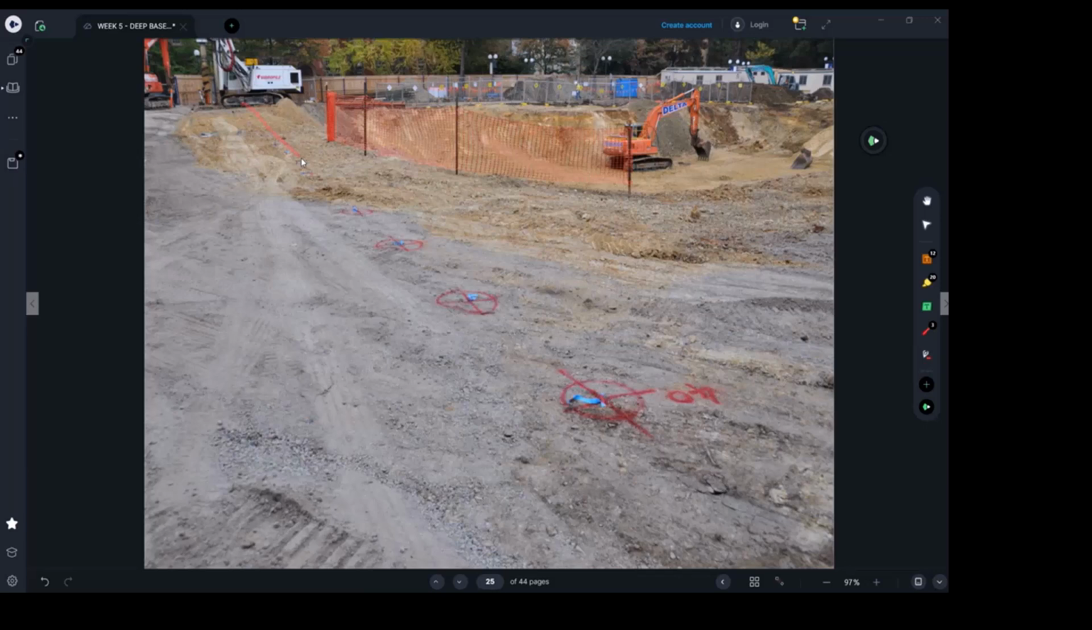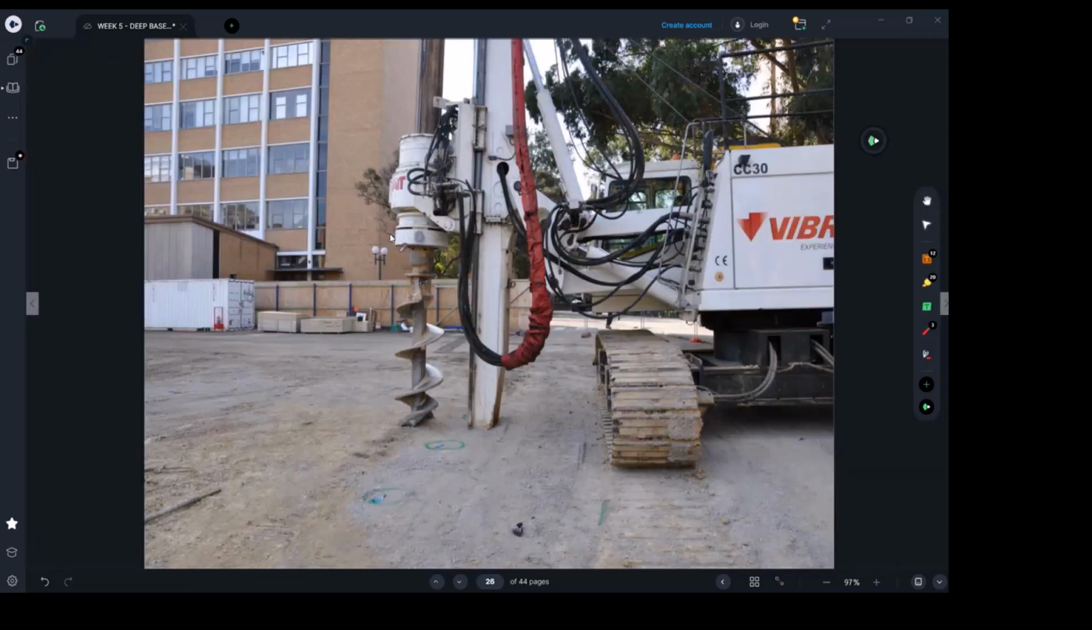But the retention system is just this line. You see it? This line. So day one, you locate them as per the engineering drawings. Then you start excavating the holes, filling concrete, putting the cage, then excavate for a trench. Hopefully it's next page. Yeah, here we go.